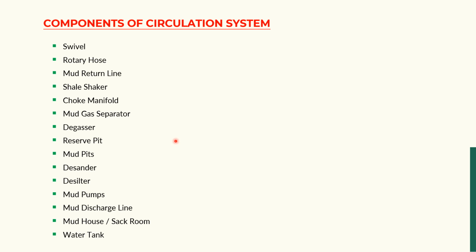Here we will see the components of the circulation system. Number one is the swivel, rotary hose, mud return line, shale shaker, choke manifold, mud gas separator, degasser, reserve pit, mud pits, desander, desilter, mud pumps, mud discharge line, mud house or sack room, water tank. These are the equipment involved in the mud circulation system. If you want to know what these are, I have made previous videos in which I mentioned the functions of these components.